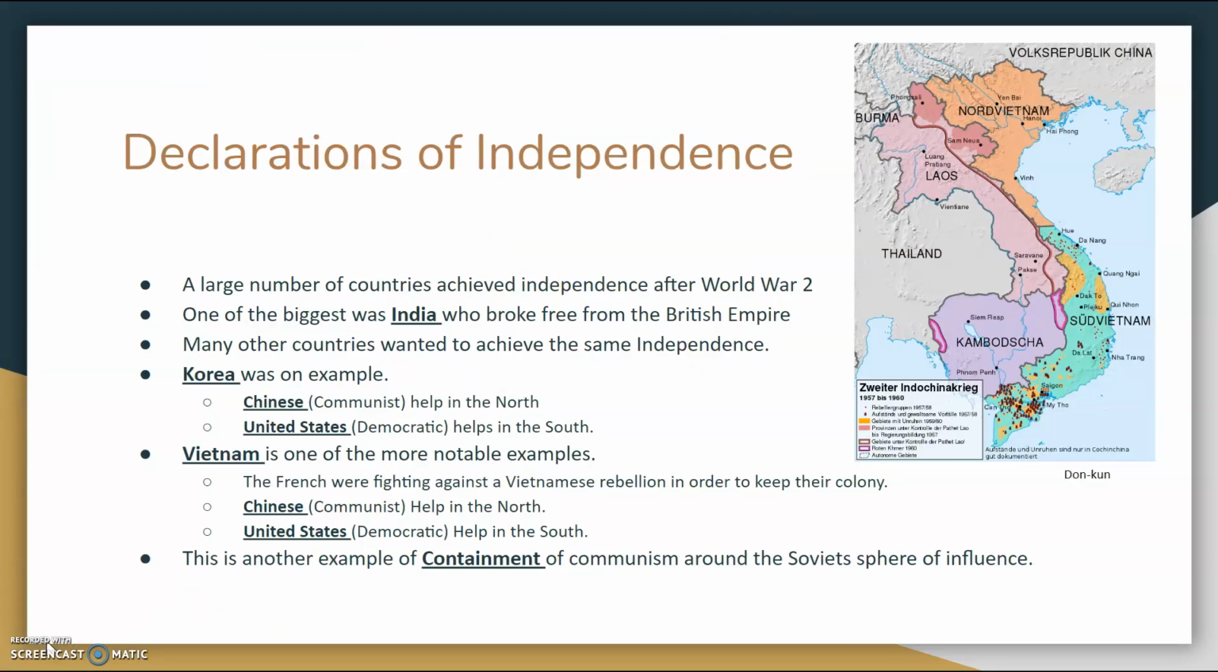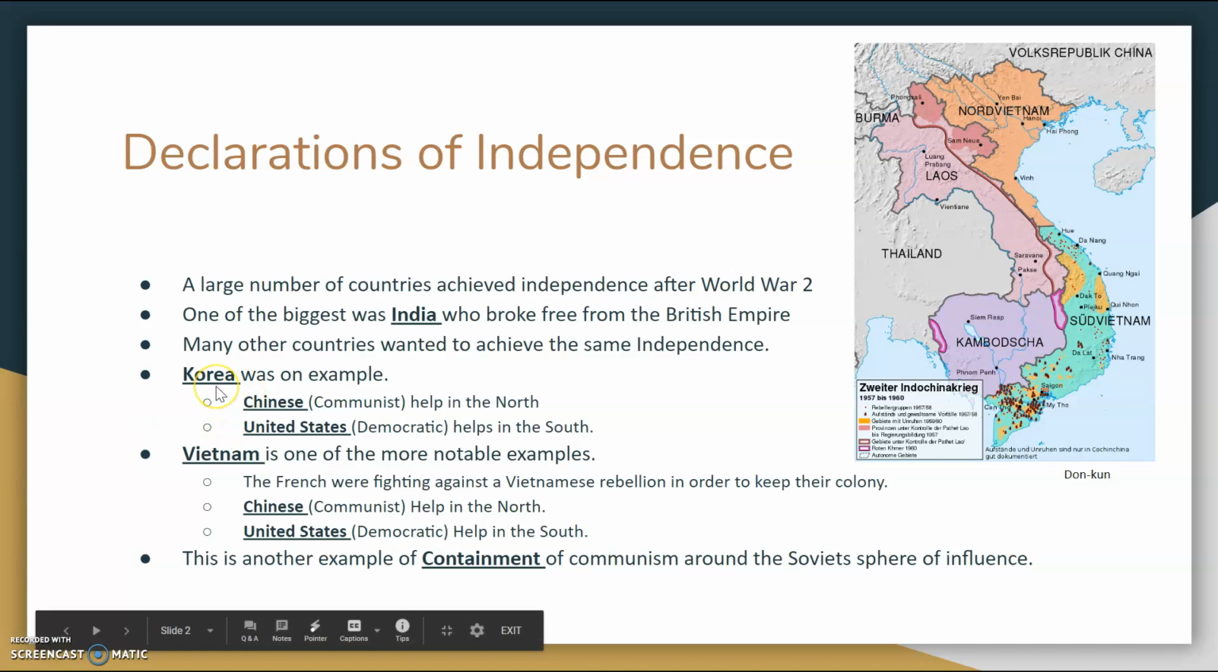So the first thing we're going to talk about is actually more of a diplomatic worldview thing. What you see is after World War II, a lot of countries wanted to achieve independence and would achieve independence as colonies, and those things started to fade away with the major European powers. The biggest one we're going to talk about is India, who broke free from the British Empire in the late 1940s. But we see other examples of countries who want independence. The first one that America deals with, as we can see here, is Korea.